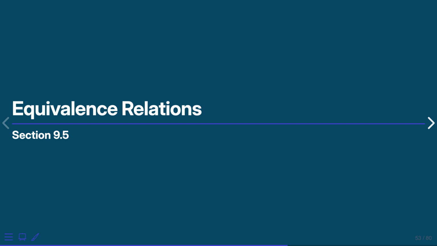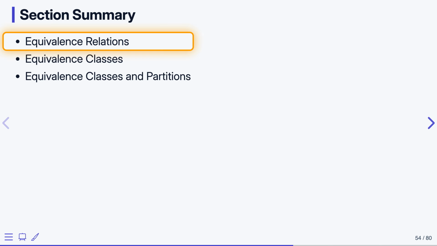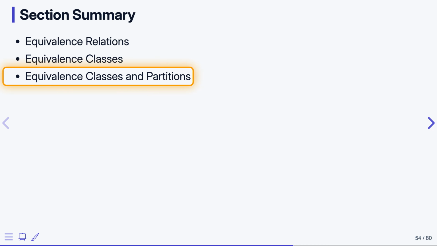Now we turn to a special kind of relation, called an equivalence relation. These relations sort the elements of a set into neat groups. This is the plan for this section. First, we learn what an equivalence relation is. Then we study equivalence classes, which are the groups it creates. At the end, we see how these classes split a set into pieces, which we call a partition.